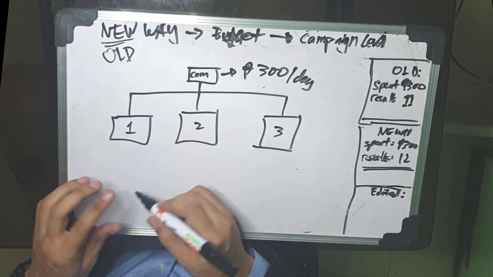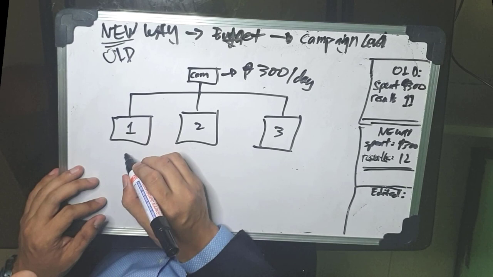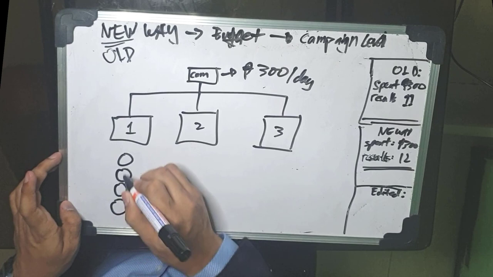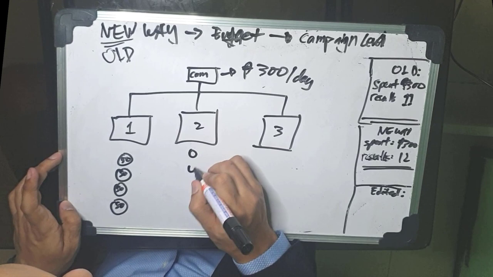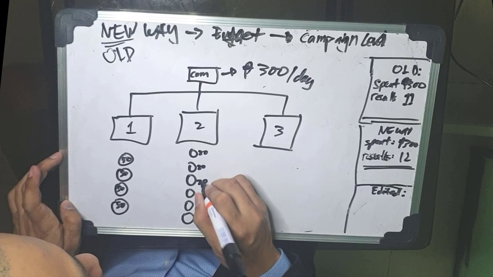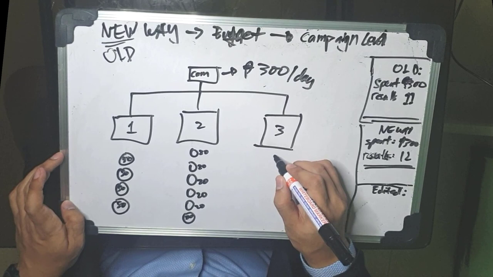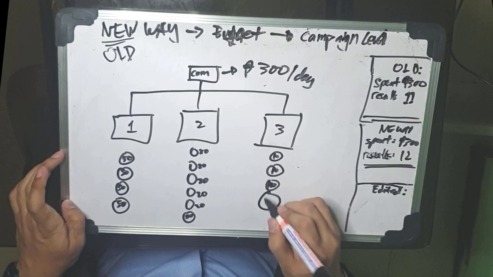Okay, so same scenario. Sa ad set number 1, meron tayong 4 na optimization na 50: 1, 2, 3, 4, and this is 50, 50, 50, 50. Ito naman is 1, 2, 3, 4, 5, 6, lahat ito is stick to 20, 20, 20, 20, 20, and then 20. And dito naman, sa third, we have 1, 2, 3, stick to 10, 10 pesos. And then naman isang 70 and then isang 80.